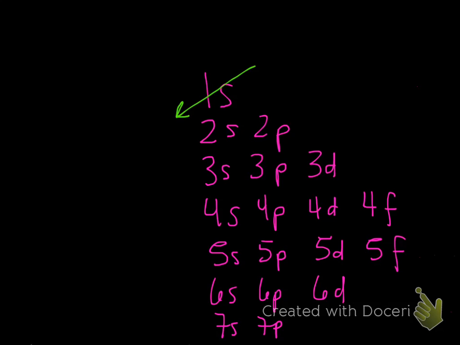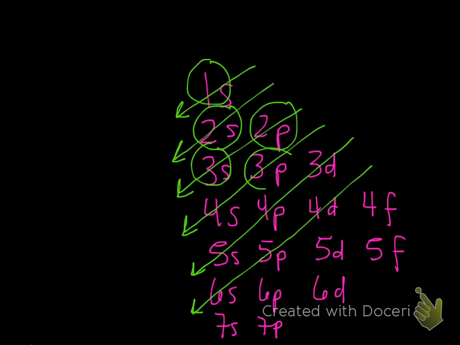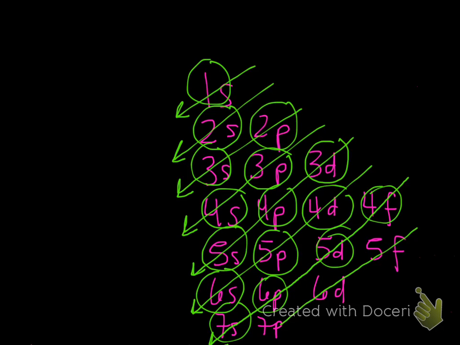Then we draw arrows through on an angle like this, and that shows the order in which orbitals fill. So the 1s will fill first, followed by 2s, 2p, 3s, 3p, 4s, 3d, 4p, 5s, 4d, 5p, 6s, 4f, 5d, 6p, 7s, 5f, 6d, 7p. You get the idea. It gets pretty wacky. And without drawing the orbital filling diagram, you'd really have no chance of remembering them.